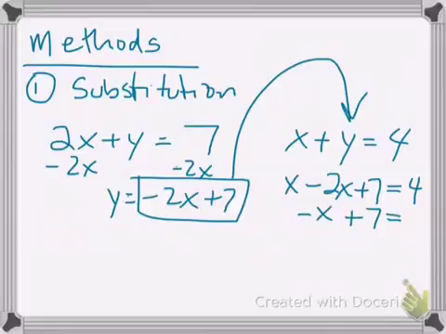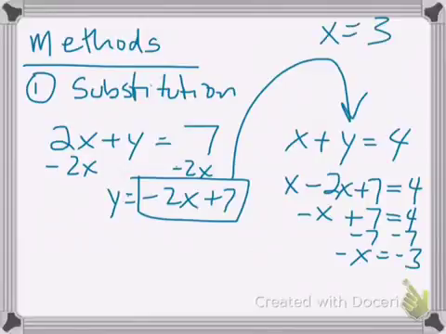negative x plus 7 equals 4. Subtract 7 from both sides, we get negative x equals negative 3, which means x equals positive 3.